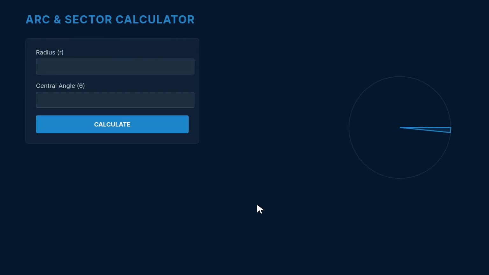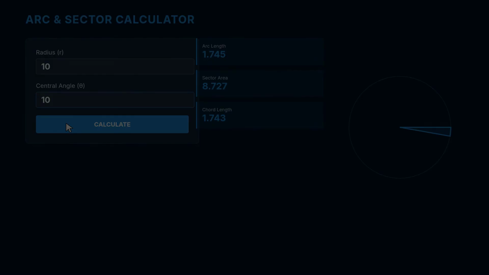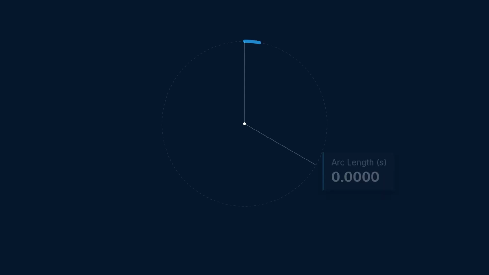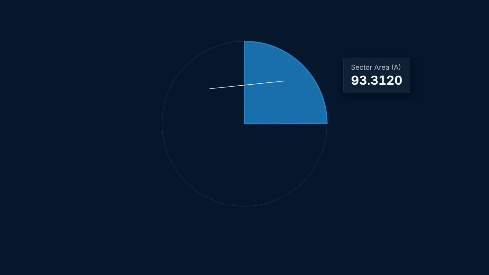For our demonstration, I'll enter 10 for the radius and 10 for the central angle. After clicking Calculate Arc Length and Sector Area, we get 3 results. Arc length, S, equals 100,000, which represents the curved distance along the arc. Sector area, A, equals 500,000, giving us the area of the pie-shaped sector.